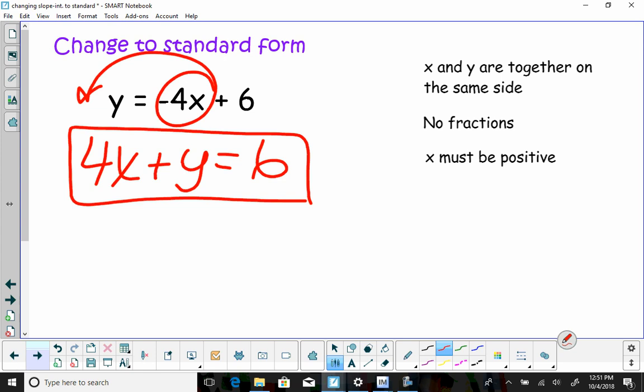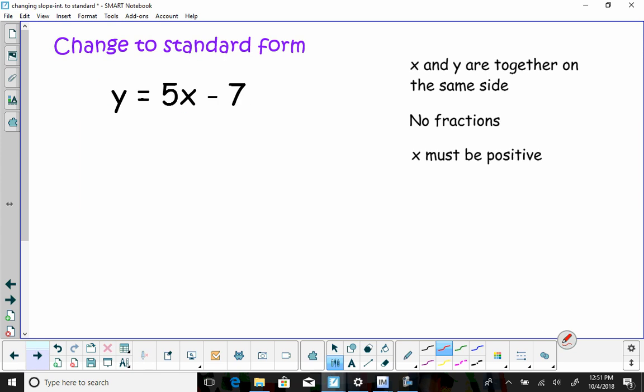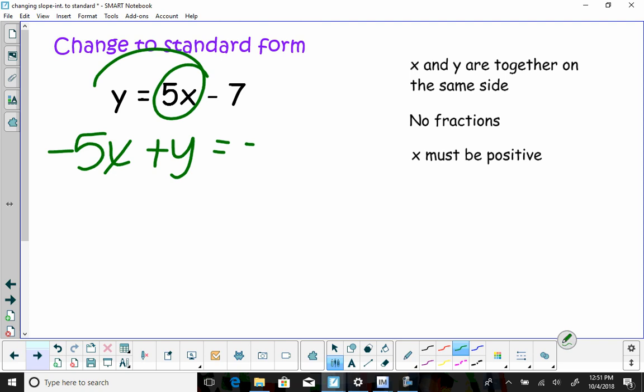Hey, y'all pay attention. So it really just simply just move that. On this one, yes. The majority of them you're going to have to move the x, but then there's more stuff you have to do as well. All right, so right here, what are we going to do? All right, move the 5x and it becomes negative 5x. Okay, everything else stays the same, all right? So x and y are together on the same side. Do we have any fractions? No. Is x positive? No.